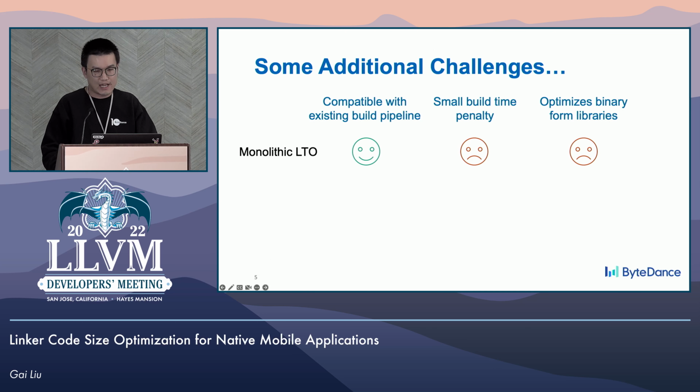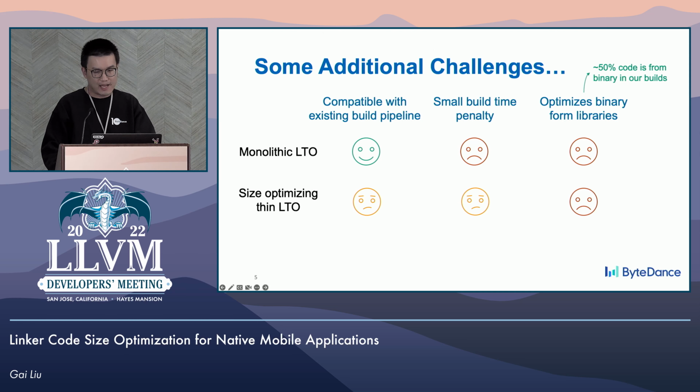Now let's look at how the previous two approaches compare in these 3 aspects. First, the monolithic LTO-based approach is easy to integrate since it mostly involves adding compiler and linker flags. However, the build time overhead is significant, as we discussed before. And since LTO optimizations require the IR to be available, we won't be able to optimize binary objects.